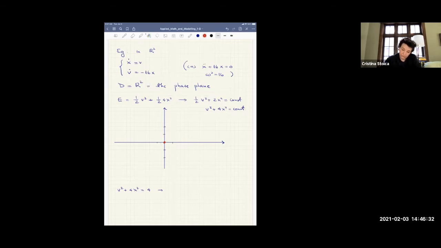So I'm going to do it with green. There you go, there's the orbit for v squared plus 4x squared equals 4. Okay, that's an orbit. And then we can do one with v squared plus 4x squared equals 16. I'm picking nicer numbers on purpose. So v would be plus minus 4.